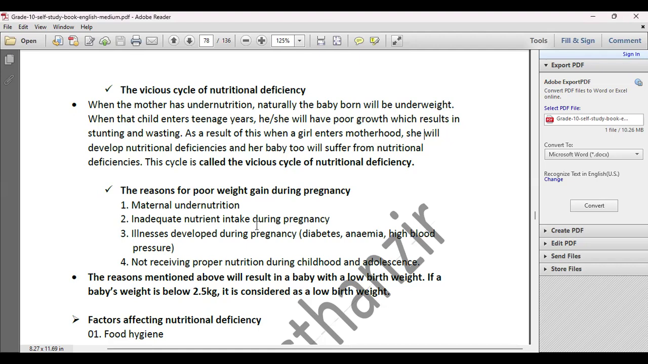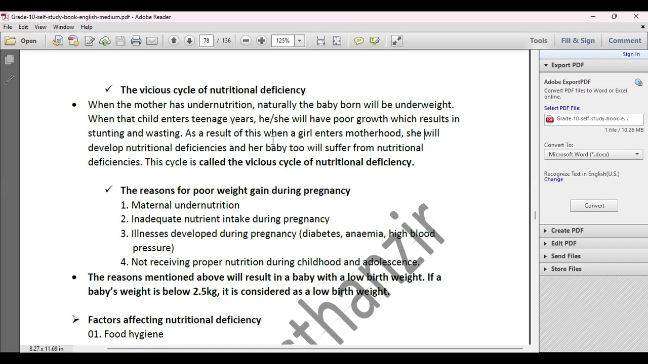The poor nutritional status of mother closely related with the baby, right? That we know. That's why we tell a pregnant mother always wants to have nutritious food. We always say to take a nutritious meal, right?